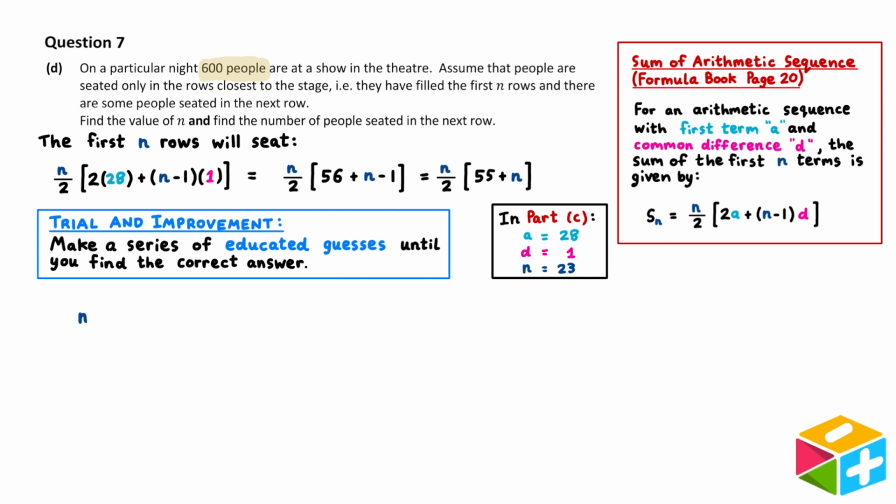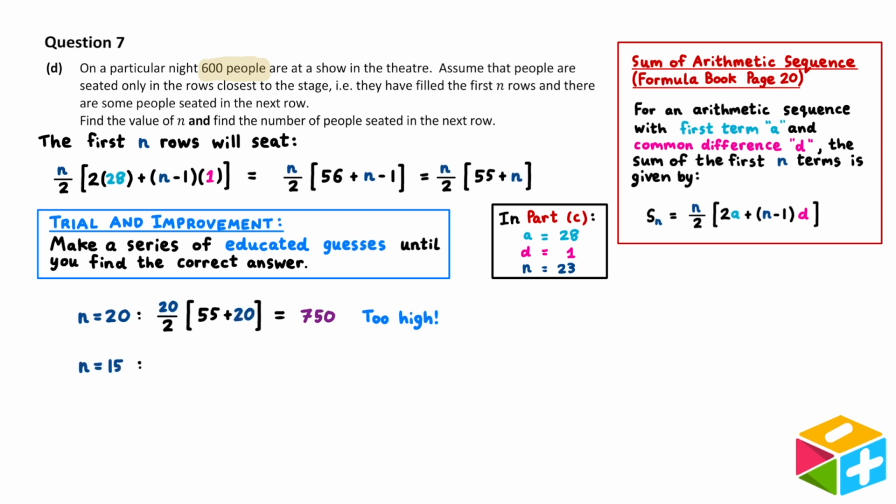As a first guess, I'll try n equal to 20. Subbing this into our formula gives us 20 over 2 times 55 plus 20. When we type this in our calculator, we get an answer of 750. This means that the first 20 rows would seat 750 people. We only wanted to seat 600 people, so this number is too high. So for the next guess, it would make sense to try a smaller value of n.